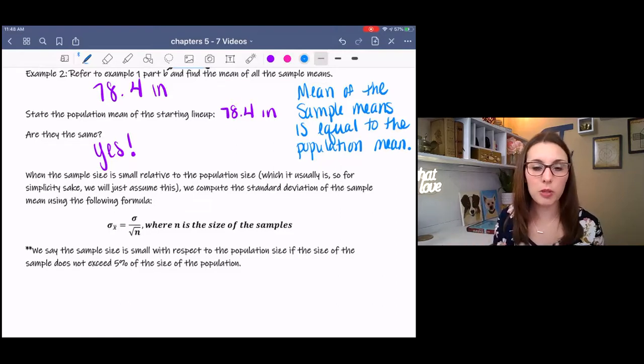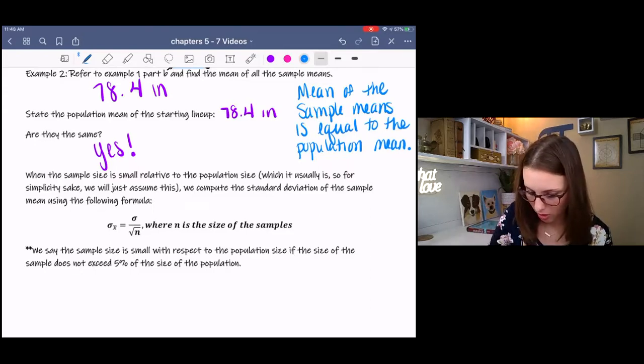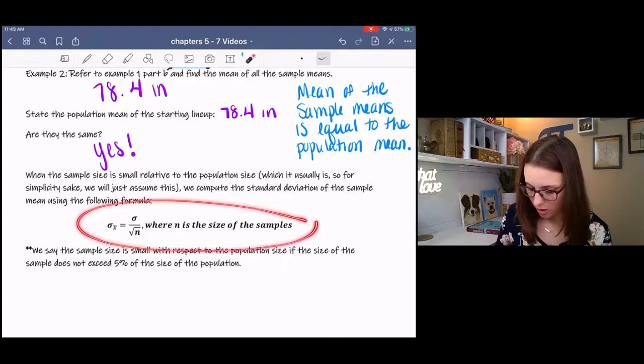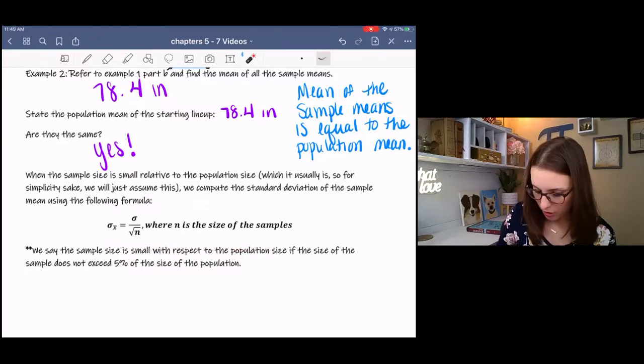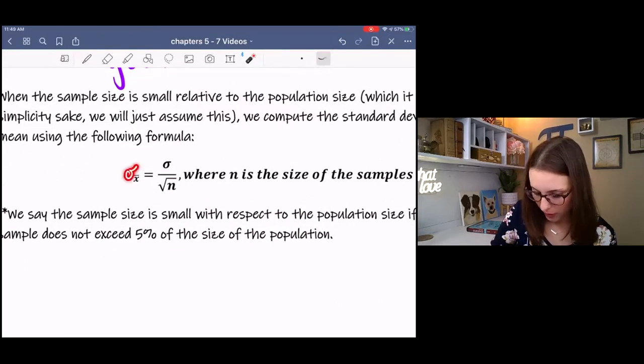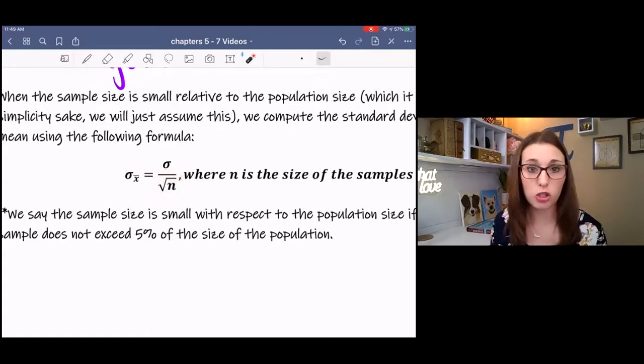And so we can compute the standard deviation of the sample using this formula here, where n is the size of the samples. So the standard deviation of the sample mean is going to be equal to the population standard deviation divided by the square root of the sample size. So that's just a formula.